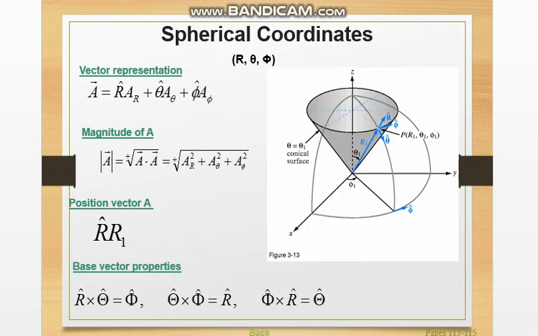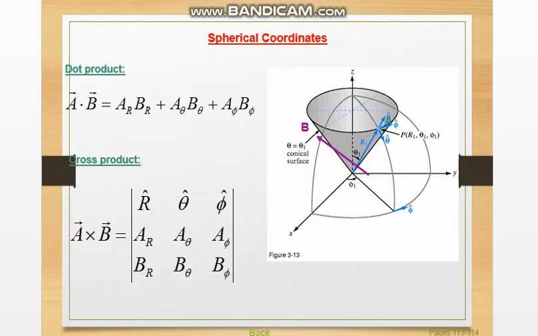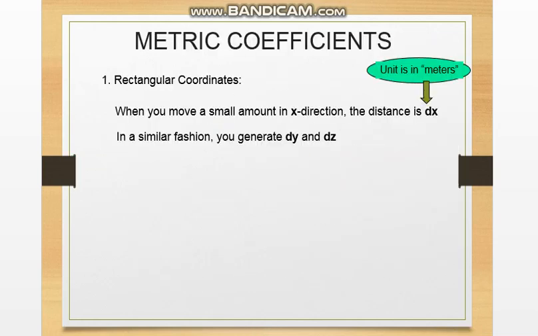Now just look at it like this: r, theta, and phi. The vector is r ar, theta a theta, phi a phi. The magnitude is like this, and the position vector is like that, same as the previous. If you know one thing, you can find out the other things too. The dot product is the multiple of each component, r, theta and phi, and the cross product is like that. So that's all for now.